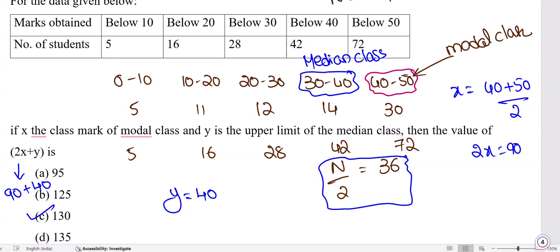Then 29 to 42 will be here. That middle candidate will come in the 40 range. So that's why this is the median class. There is a meaning for everything, you try to understand. We are given certain formulas like n by 2 and all. So we know median means middle one.